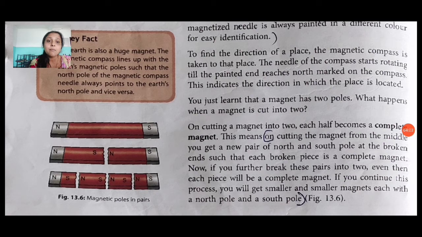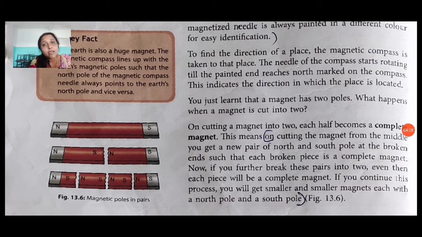Here in figure 13.6, you can see magnetic poles in pairs. First we have a large magnet with N and S, then we cut it in the middle. So it becomes a complete magnet again, not a half magnet. Then we also make small parts from the second. They also make complete magnets. Then we have two ends available there, N and S.